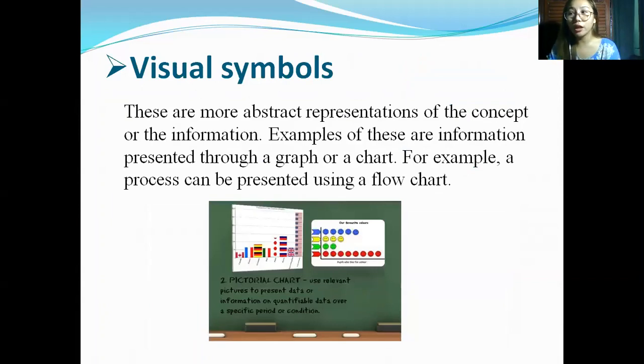And in the symbolic or the abstract level, it includes the visual symbol and the verbal. So first, the visual symbol. These are more abstract representations of the concept or the information. Examples of these are information presented through a graph or a chart. And it helps the students to see an idea or events or a process here in the visual symbols.